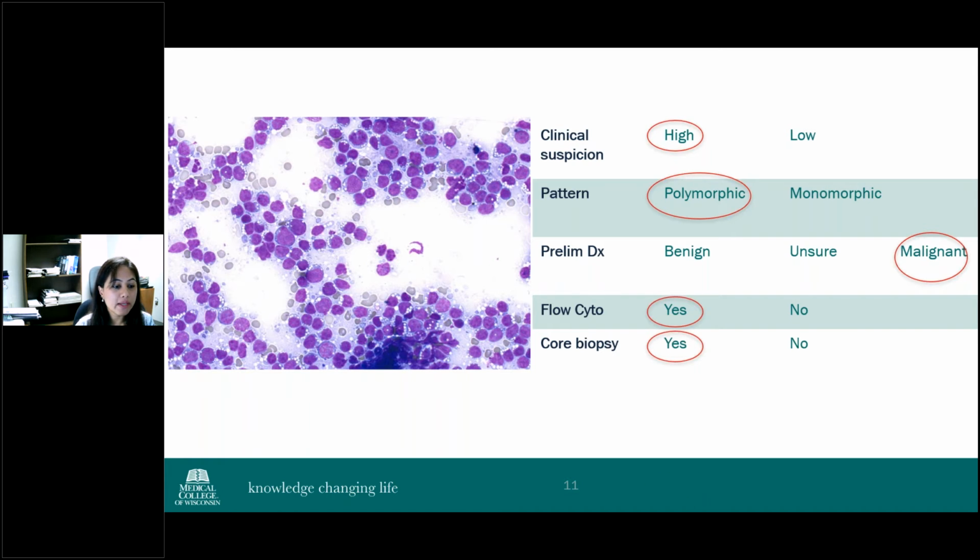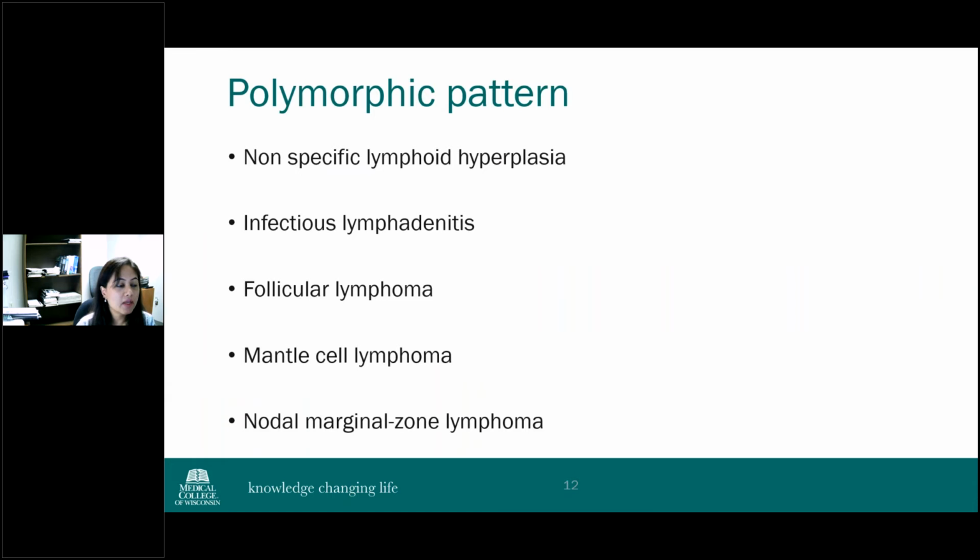Whenever we encounter a polymorphous pattern, these are the main differentials that should go through our mind. It can be a non-specific lymphoid hyperplasia. We can have infectious lymphadenitis. It can be a follicular lymphoma. It can be a mantle cell lymphoma or nodal marginal zone lymphoma. So any of these could present with a polymorphic picture.